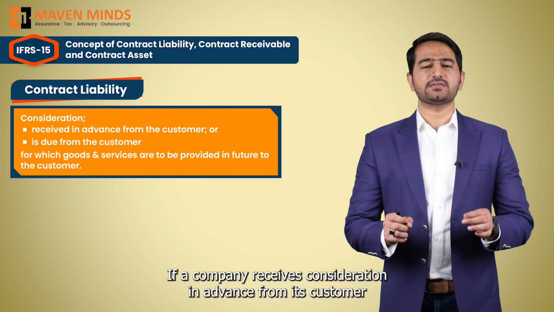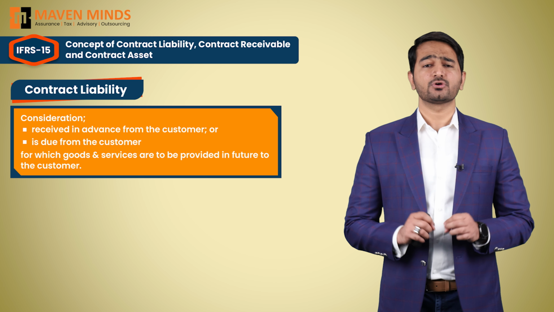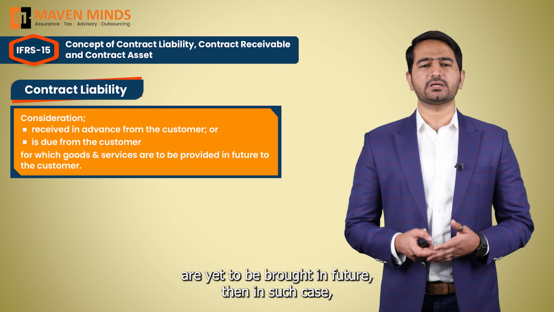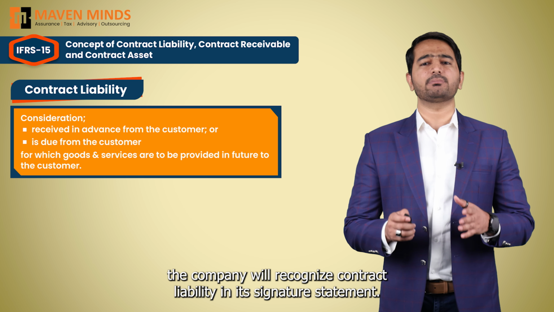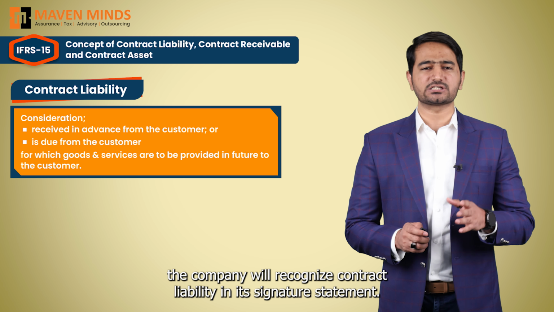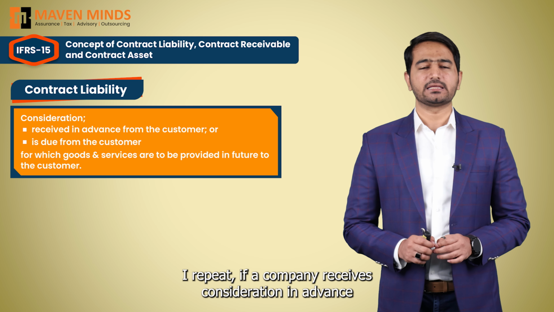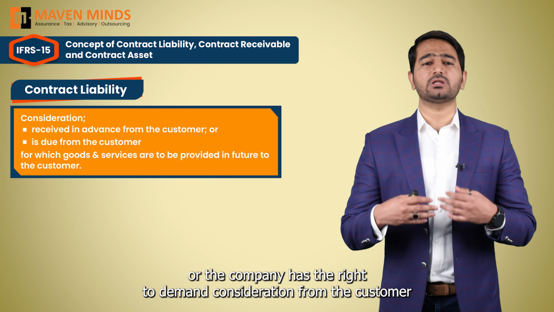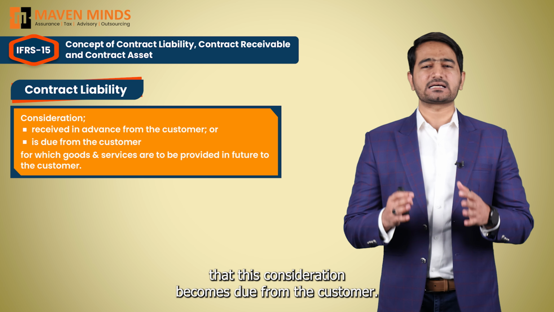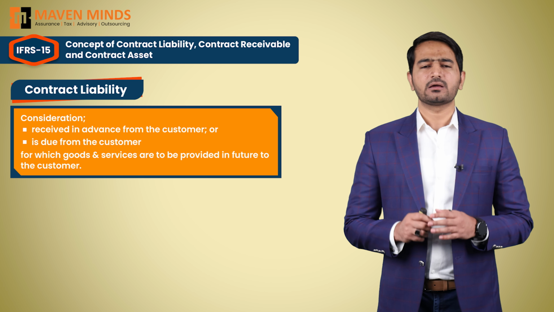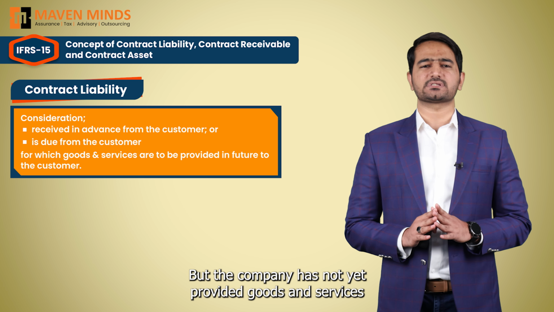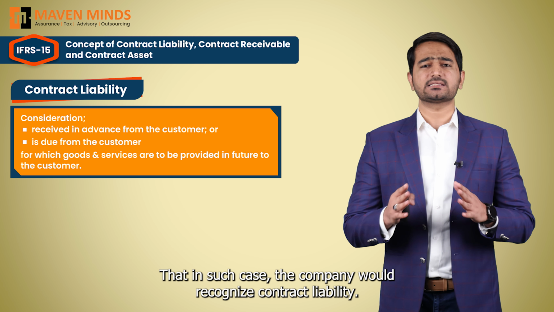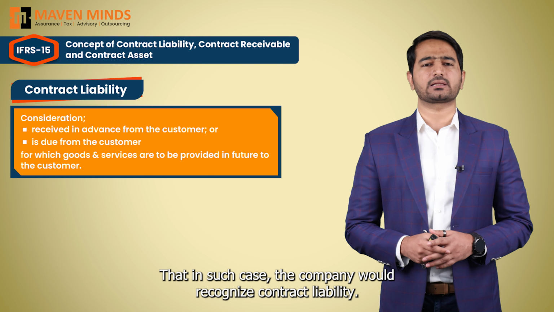If a company receives consideration in advance from its customer, or if consideration is due from the customer but goods and services are yet to be provided in future, then in such case the company will recognize contract liability in its financial statement. I repeat, if a company receives consideration in advance, or the company has the right to demand consideration from the customer, that is, consideration becomes due from the customer, but the company has not yet provided goods and services, and it is obligated to provide goods and services to the customer in future, then in such case the company will recognize contract liability.